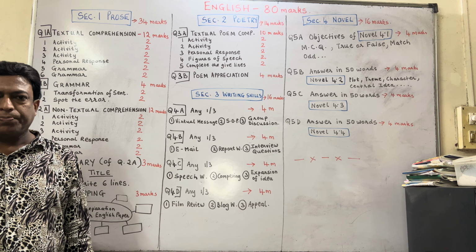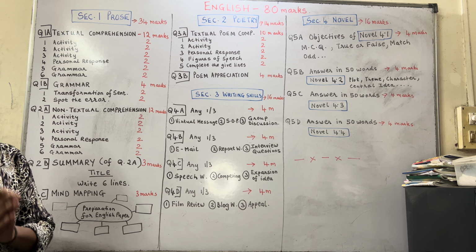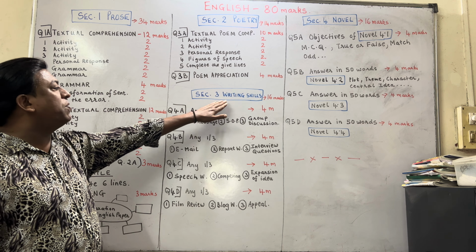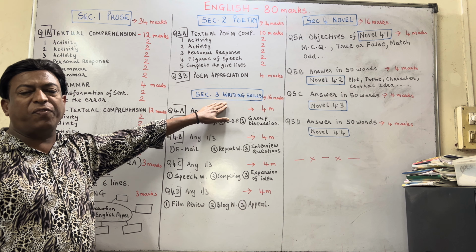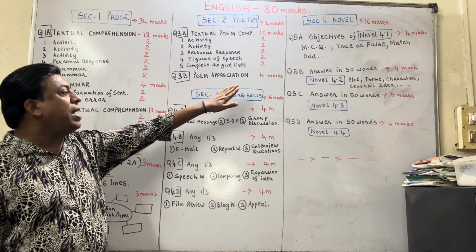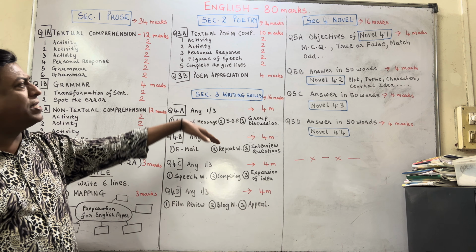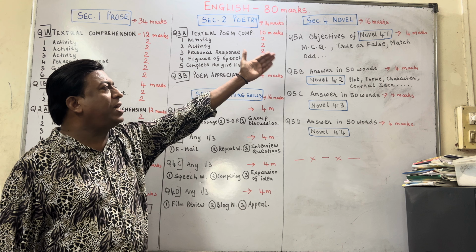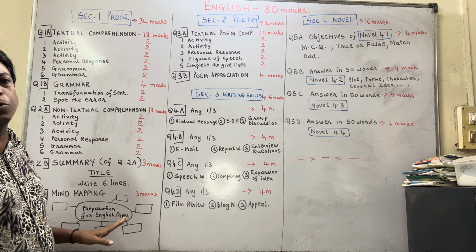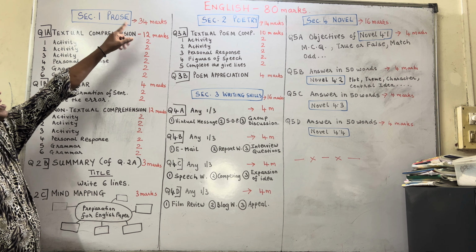16 marks. Okay, my suggestion is to start with writing skills. If you want to score in English, you start with writing skills and you will score a good amount of marks in writing skills, and then if you have done your novel, you can start with novel and then come back to prose and poetry.